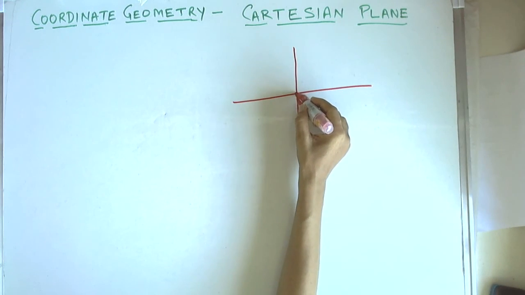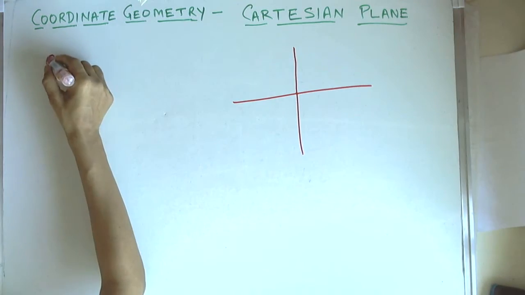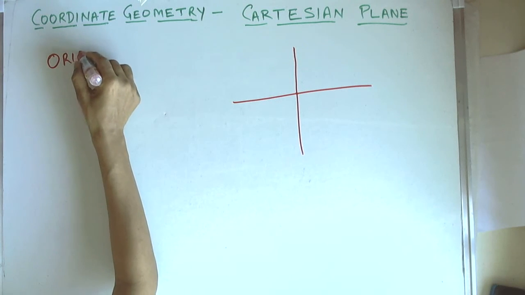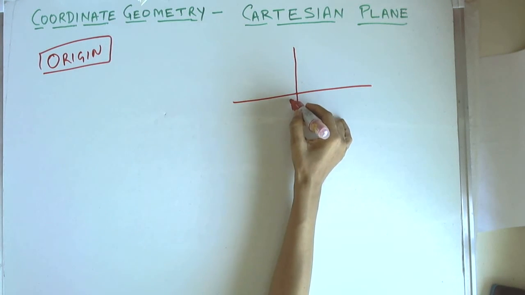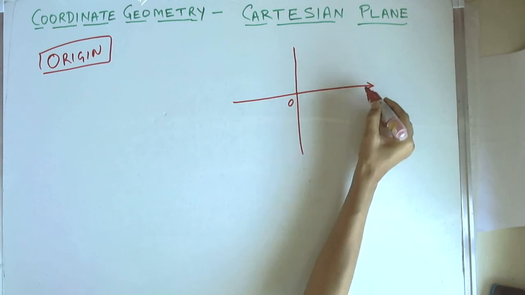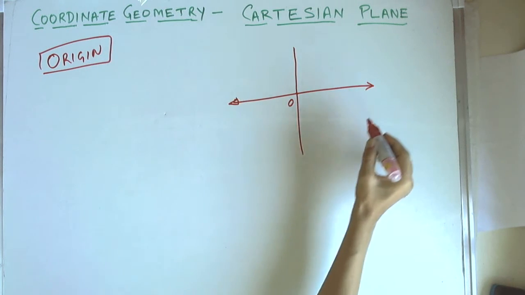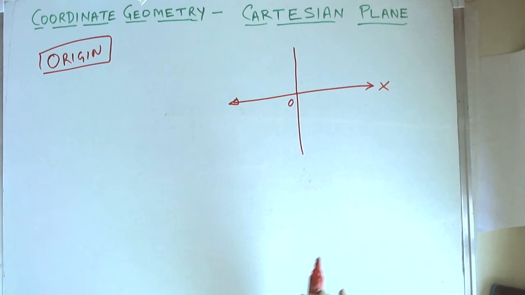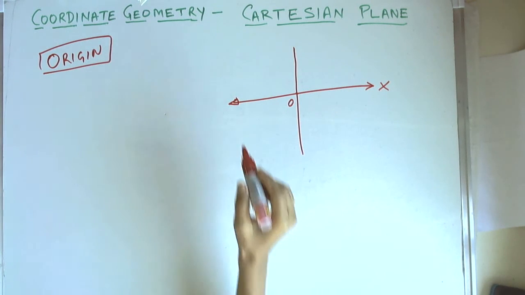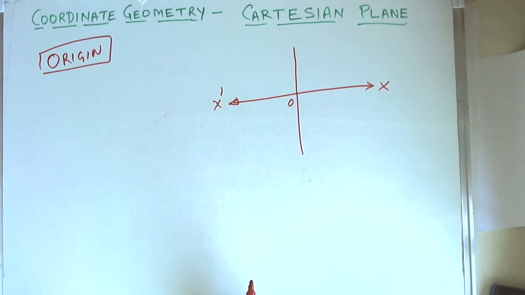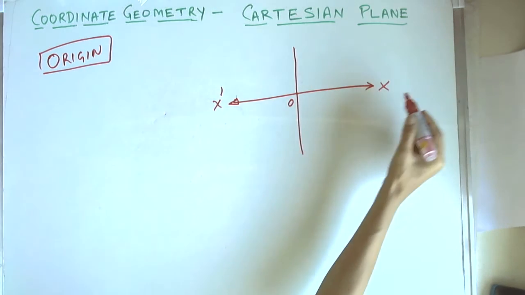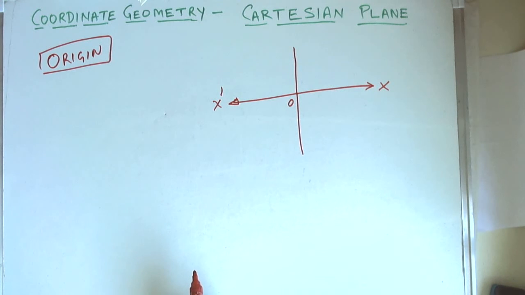The intersection point of the two lines is called origin, and it is written as O here. Then this is one number line extending to infinity on either side in the horizontal direction, and it is by convention represented as x in the positive side and x dash in the negative side.